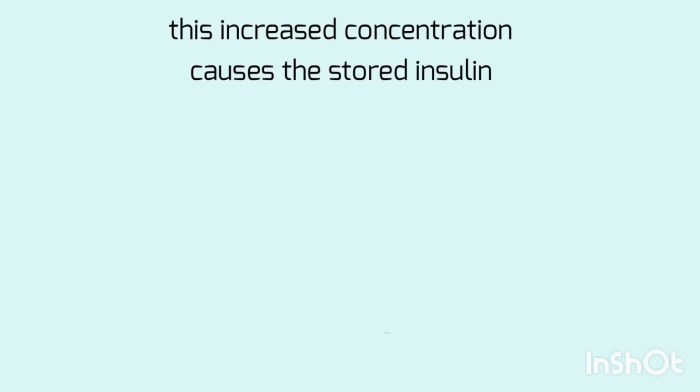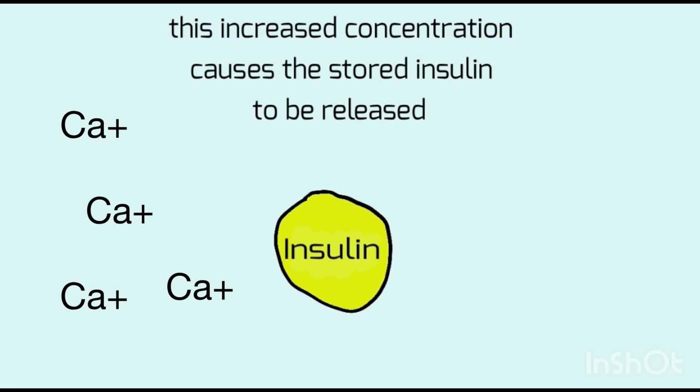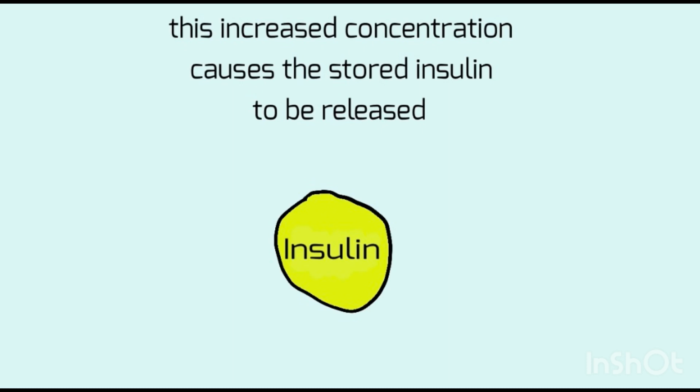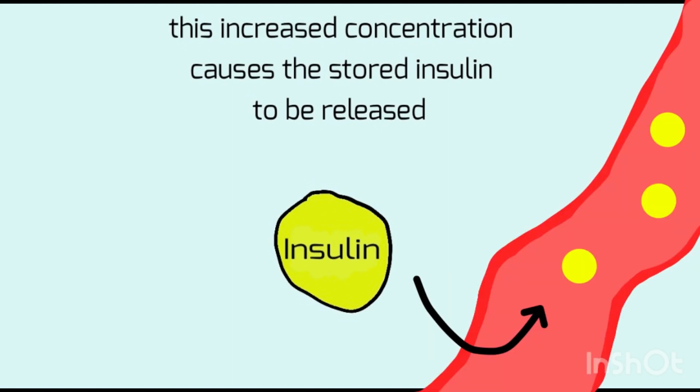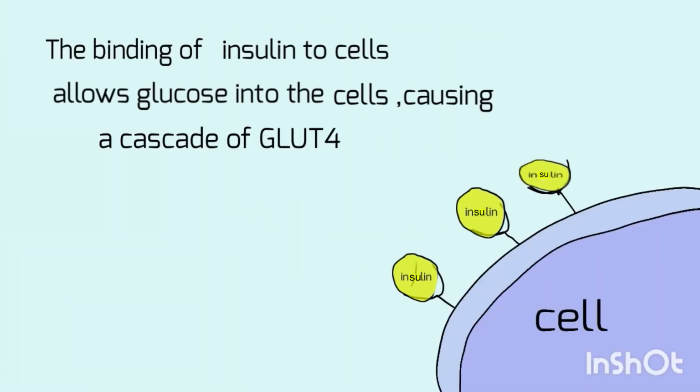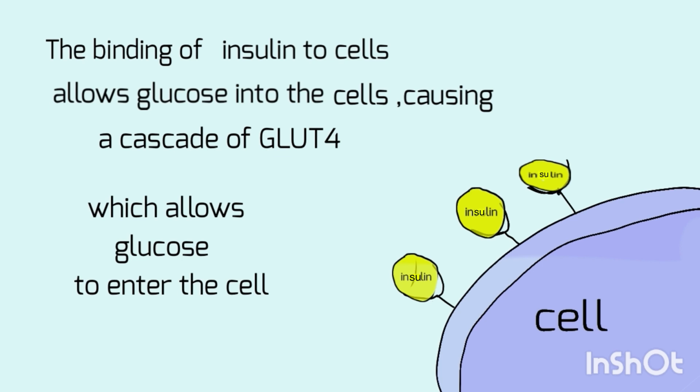This increased calcium concentration within the cell is the primary signal for insulin secretion. Insulin granules are released outside the cell, and insulin enters the bloodstream. Insulin then binds to insulin receptors on cells throughout the body, activating a second messenger system that causes the translocation of glucose transporter GLUT4 into the cell membranes, allowing glucose to enter these cells.